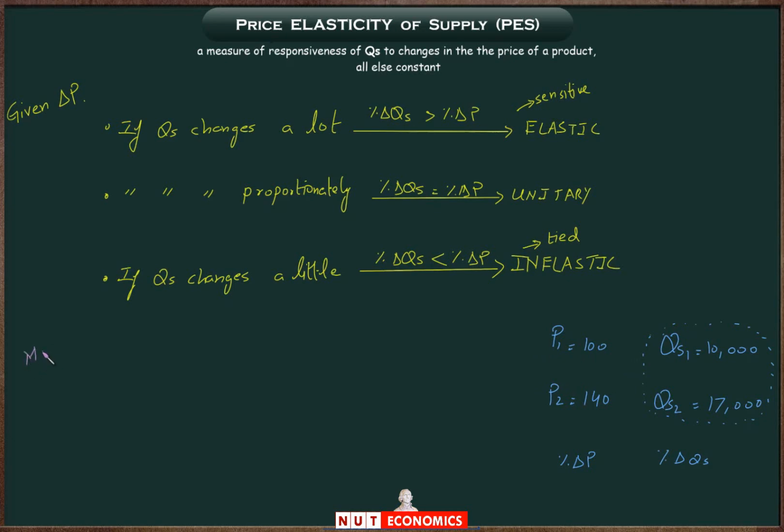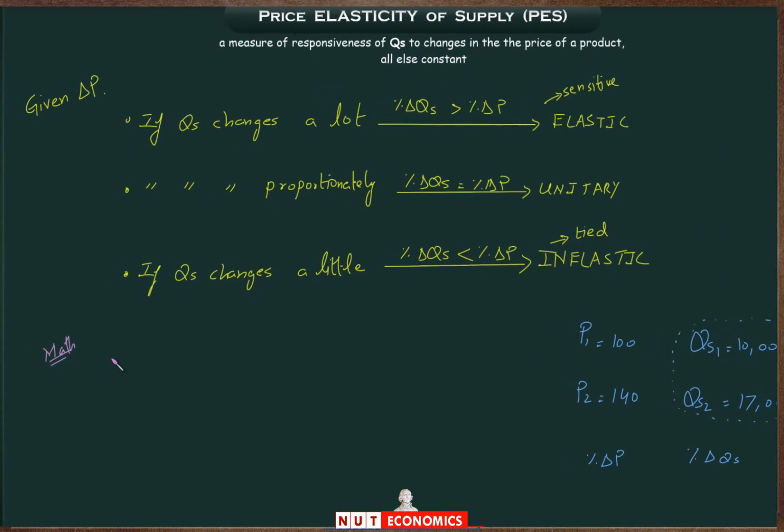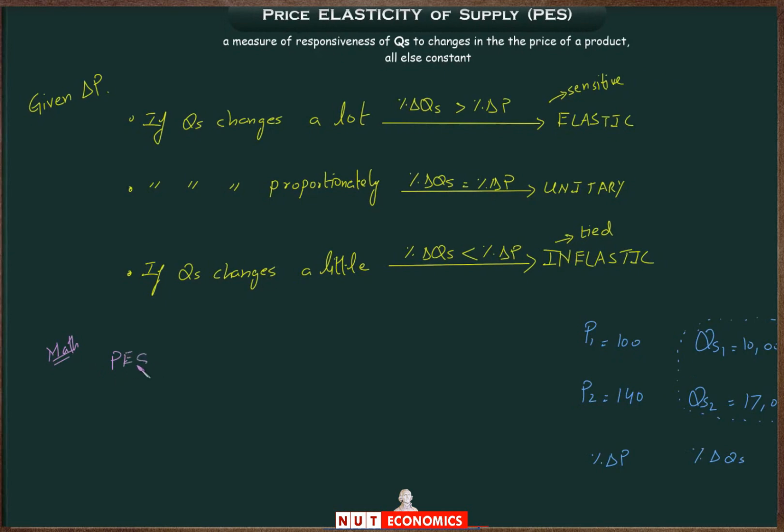So mathematically, remember that we can calculate the price elasticity of supply of a product by dividing the percentage change in quantity supplied by the percentage change in the price of the product. Now again, you need to know the meaning of the sign and the absolute value of the price elasticity of supply.